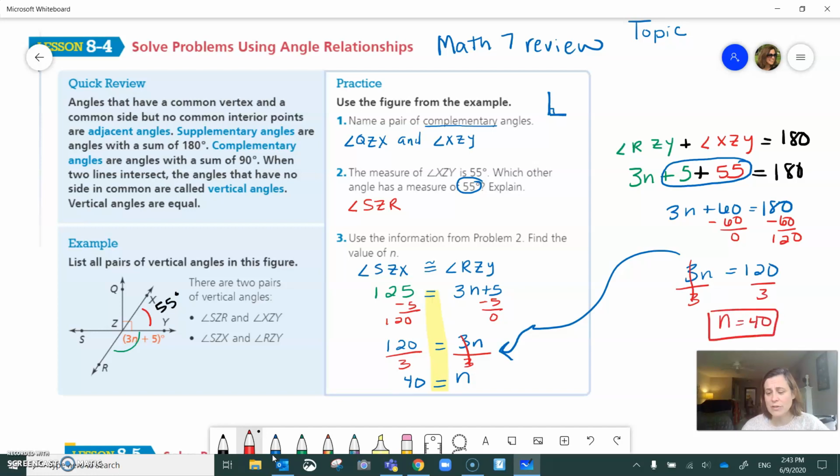So this is two completely different ways that I did this. This was finding another angle that it was equal to and then solving for n. That was this one here. And then this guy up here is knowing that together they make 180. Either way though, we ended up getting the same answer. Nice. That was 9 minutes, so I'm just going to stop.